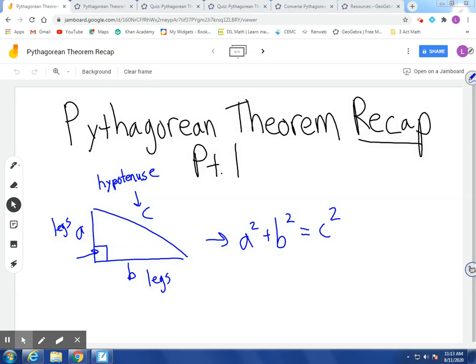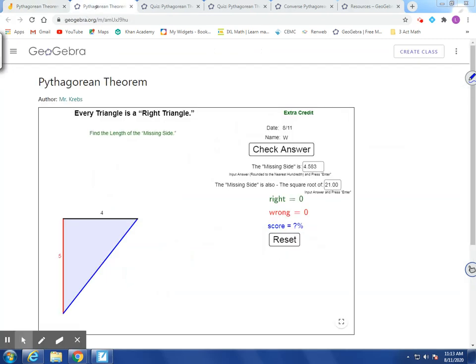And what the Pythagorean theorem allows us to do is essentially play the solving game. So you'll be given two of the three side lengths, and you'll have to find the third one by using the Pythagorean theorem right here. So let's walk through an example of how we might do that.